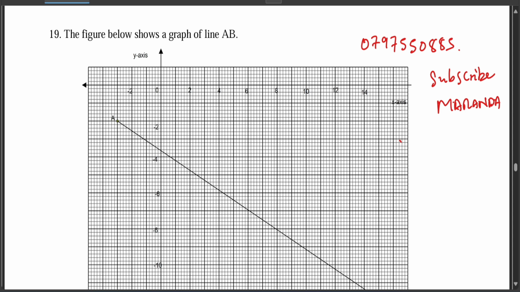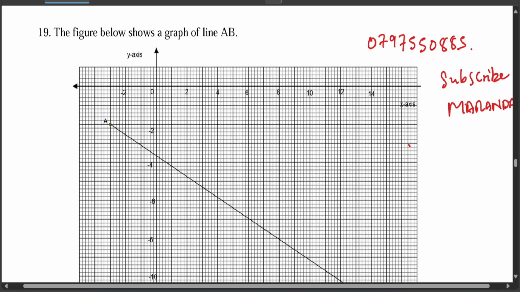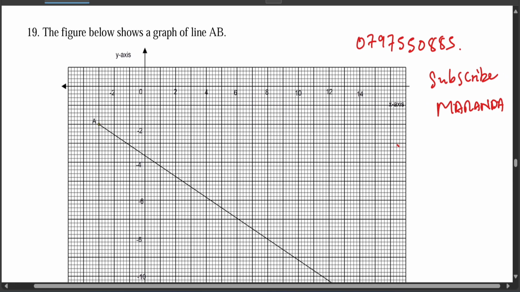This is the Maranda paper which we are going to do. Is it night? I don't know. I think it's night.